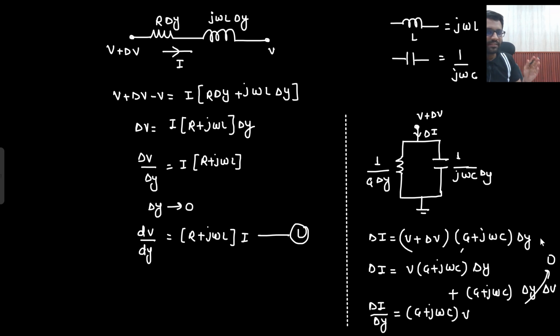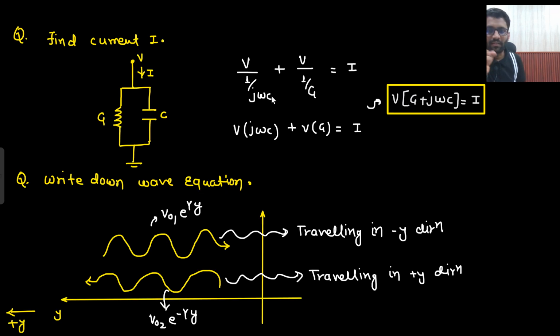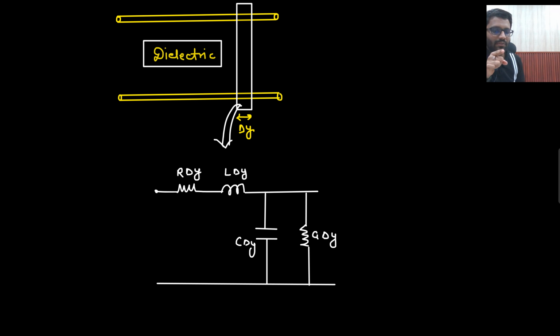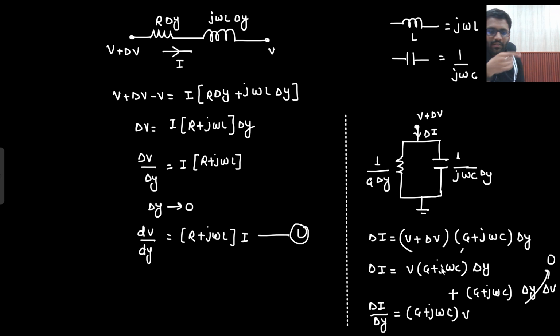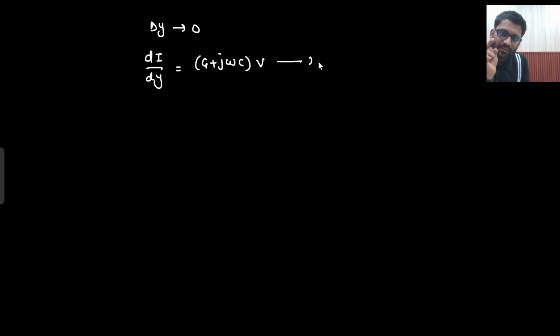If you don't know what admittance is, then no need to worry. This thing we have already done. So the same thing I have written here, nothing else. Then delta I by delta Y will be (G plus j omega C) into V. So from here, if my delta Y is tending to 0, then what will be my dI by dy? That would be (G plus j omega C) V. This is equation 2.